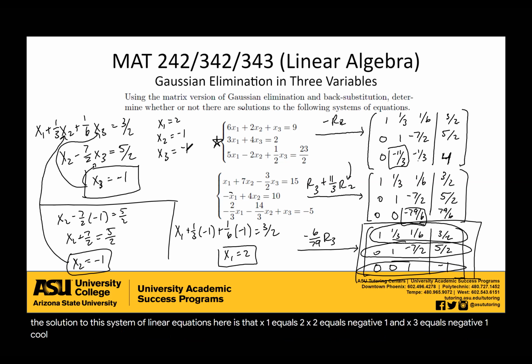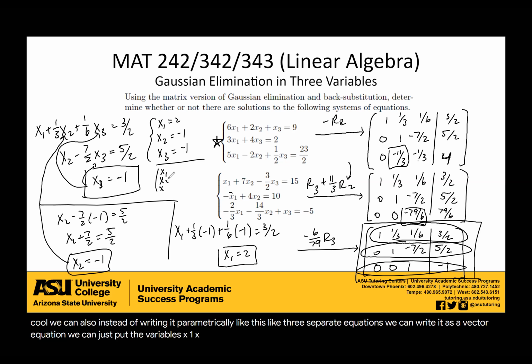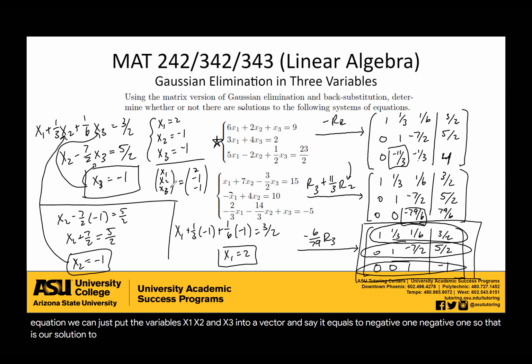Cool. We can also, instead of writing it parametrically like this, like 3 separate equations, write it as a vector equation. We can just put the variables x1, x2, and x3 into a vector and say it equals (2, -1, -1). So that is our solution to the first one. Okay. Cool. I'm going to go ahead and clear it now.